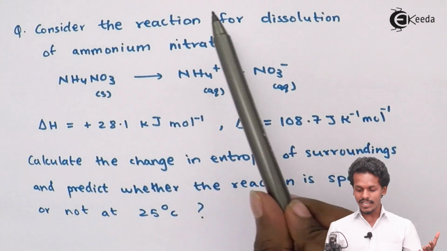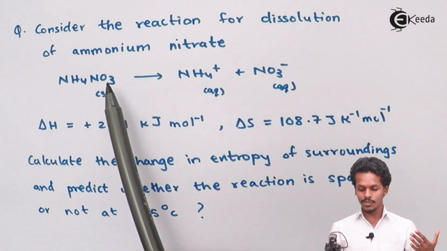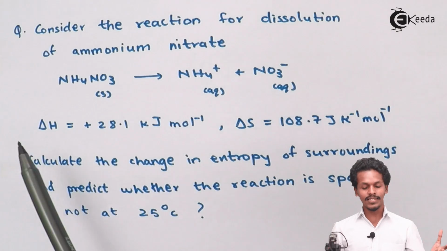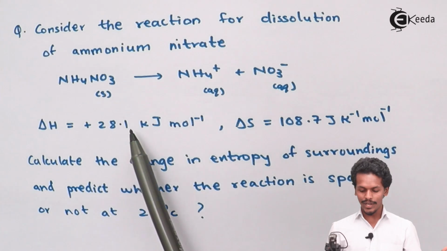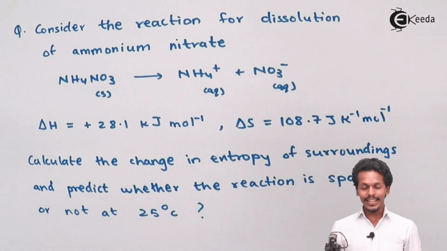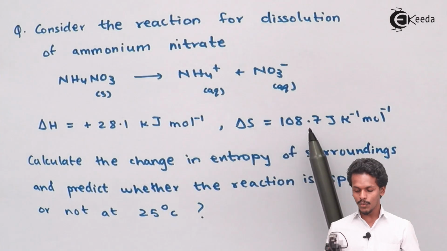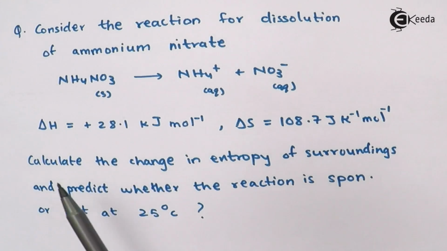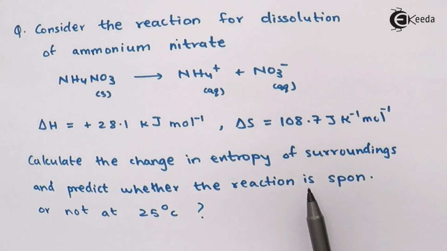So we have to consider the reaction for the dissolution of ammonium nitrate, and in this case the reaction has been given where ammonium nitrate is dissolved so as to form ammonium ions as well as nitrate ions, and in this process the delta H, that is the enthalpy change, has been found to be plus 28.1 kilojoule per mole, while the entropy change for this reaction has been found to be plus 108.7 joule per Kelvin per mole. So on that basis, we have to calculate the change in entropy of the surrounding and predict whether the reaction is spontaneous or not at 25 degrees Celsius.